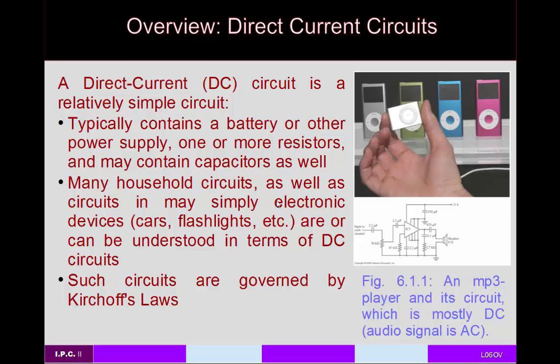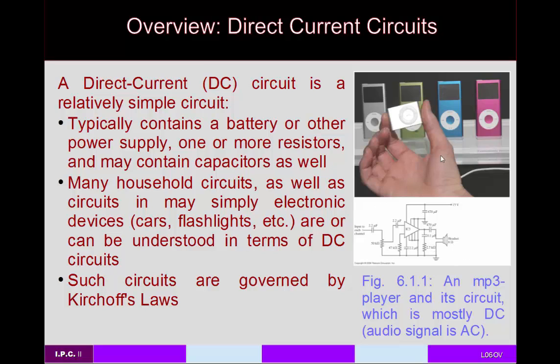These circuits commonly might contain, for example, the power supply, a battery of some sort, and then a set of resistors and a set of capacitors. Many of the household circuits which we use in our everyday life, and this might be extended to include stuff like flashlights or MP3 players, can be understood in terms of simple DC circuit theory. And the main laws that govern these circuits beyond Ohm's law would be Kirchhoff's laws.